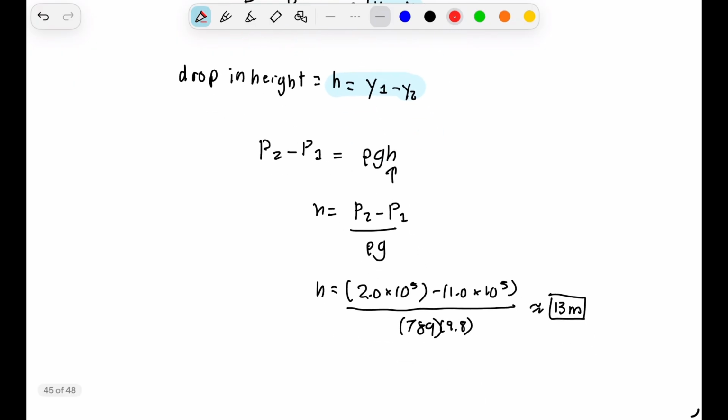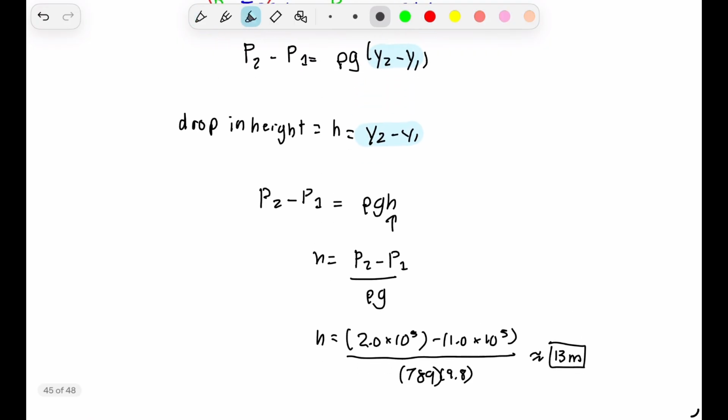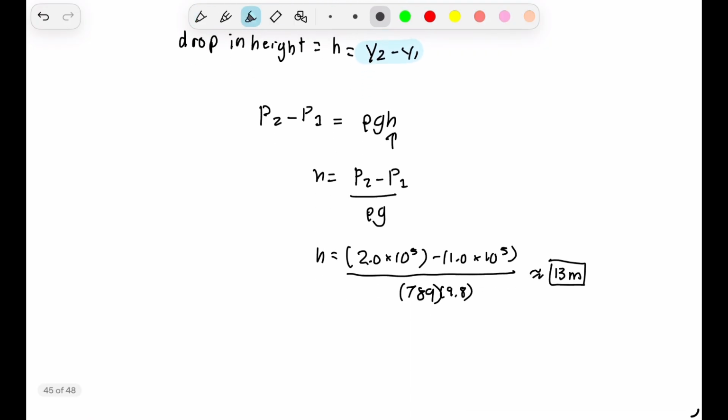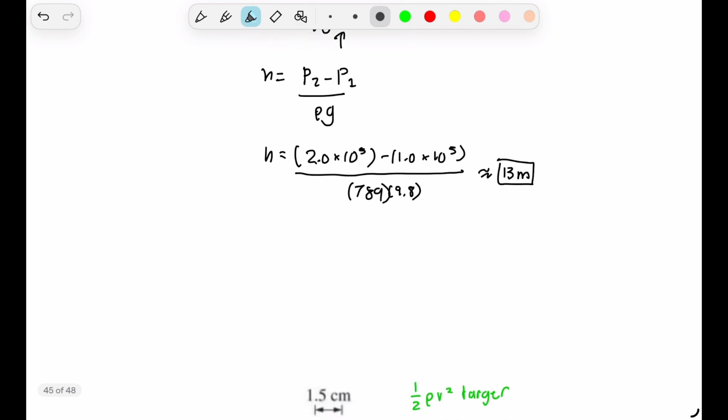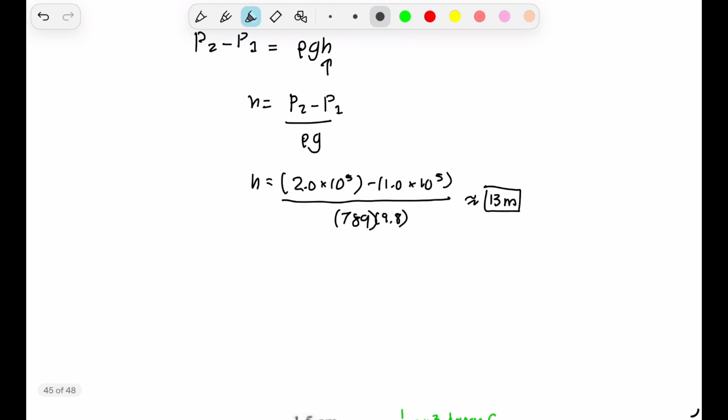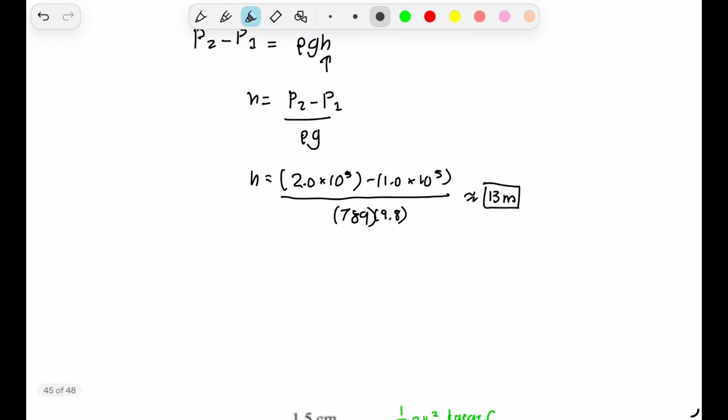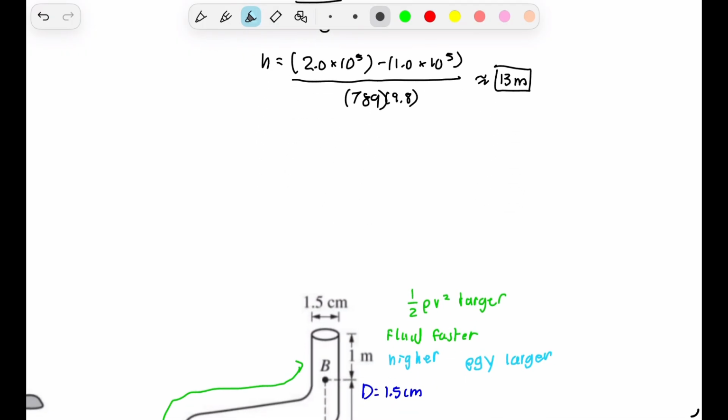Or y2 minus y1. So let's actually say y2 minus y1. That matches there. So now we can substitute that in for the height. So then we can solve for h, and then we just plug in with our values. We were given that P2 was 2.0 times 10 to the power 5, and P1 was 1.0 times 10 to the power 5. So we can divide that by density, which we were given was 789, and our g, which is 9.8 on Earth. You plug that into your calculator, you get 1.13 meters.